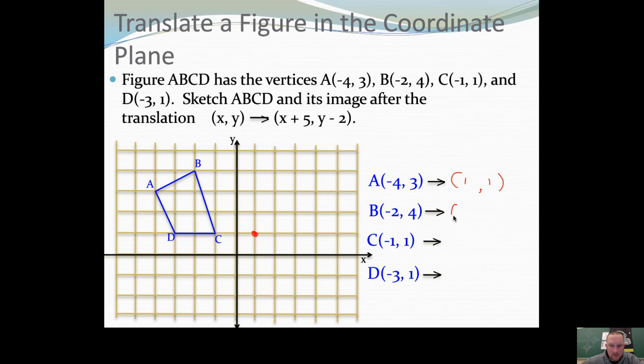Add 5 to x. Take 2 away from y. So this segment AB is turning into this segment over here, and that kind of makes sense. This ordered pair for C, we're adding 5 to the x, and we're going to subtract 2 from the y. D, we're going to add 5 to the x, and we're going to subtract 2 from the y.